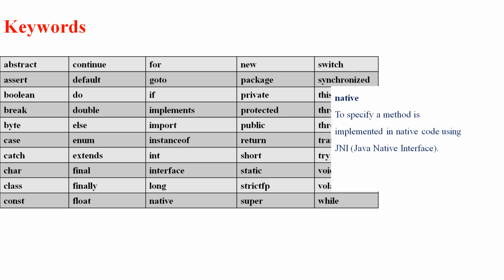Next we have native. It specifies that a method is not implemented in the same Java file, but in some other program, some other language. So native specifies that the method is not implemented in the same source file, but is implemented in native source code by using JNI, where JNI stands for Java Native Interface. So it specifies the different methods which are implemented by using the Java Native Interface.